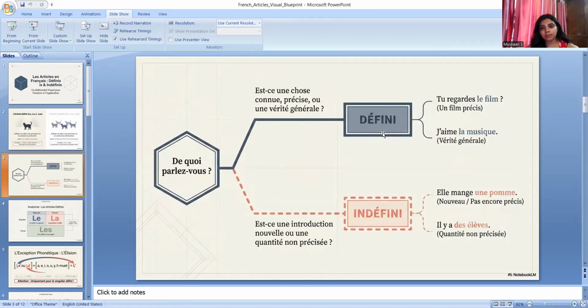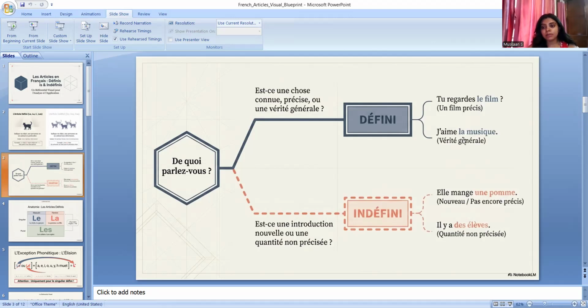Now let's see here défini. It is the same: we will use the article défini for connu, when a thing is precise, known, when you know about the thing, or in vérité générale. Now see here the example. Tu regardes le film, a film précis. It's already specified that you are watching the film. We are also precise. So it is not that you are watching television or anything else. You are watching the film. So that's why we have used here l'article défini.